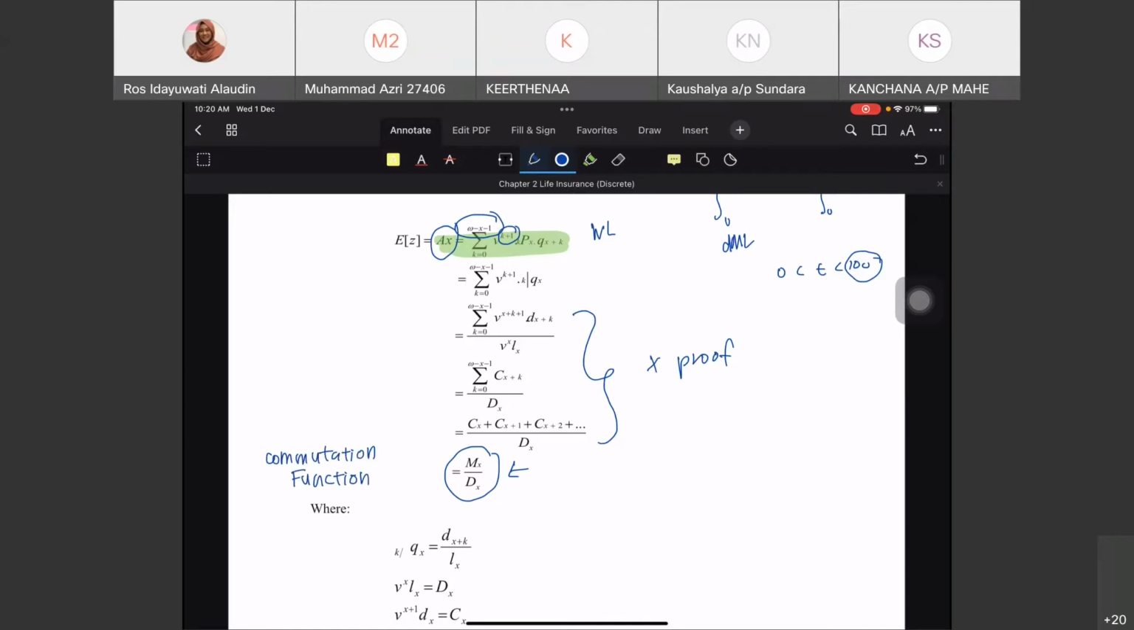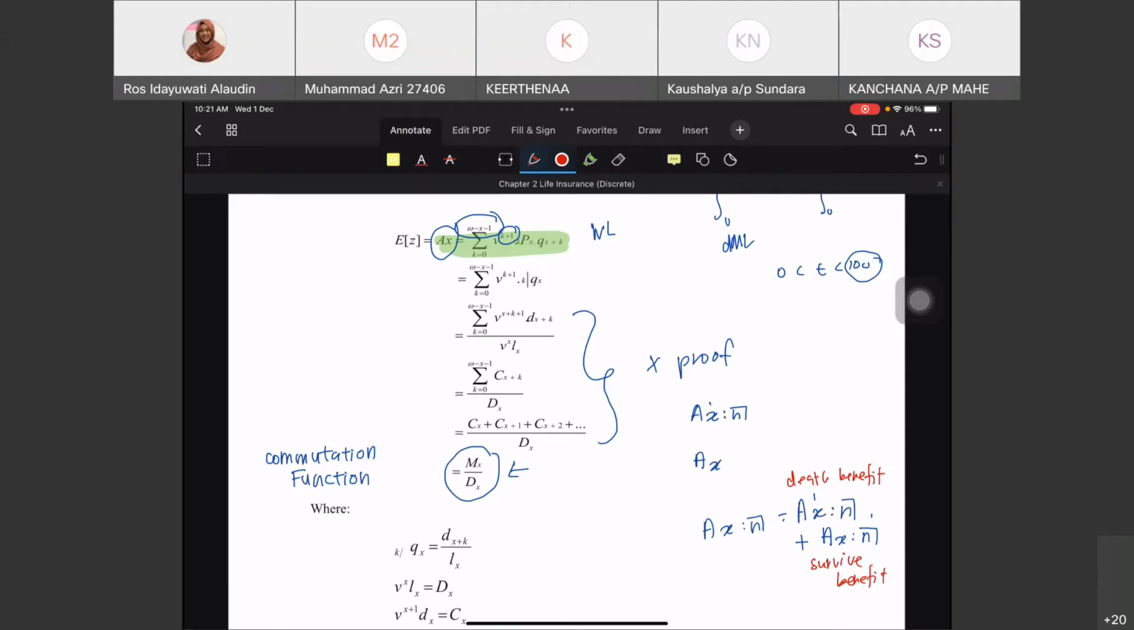For life insurance, we have term, we have whole life insurance, and also endowment. Endowment is actually the combination of term plus pure endowment. Term is for the death benefit, and pure endowment is for the survival benefit.